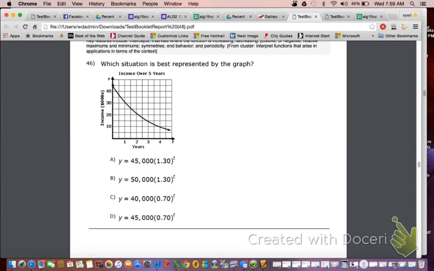Okay, here. So it's going down. It has to be less than 1. So it can't be this one. It can't be this one. Now, the y-intercept is 45,000, so it has to be D.